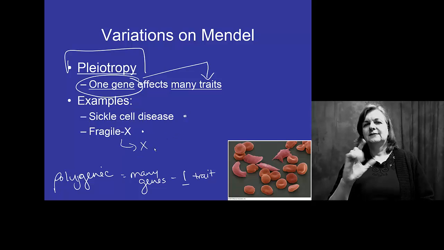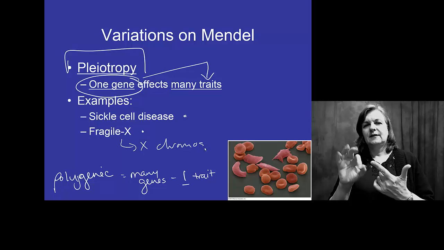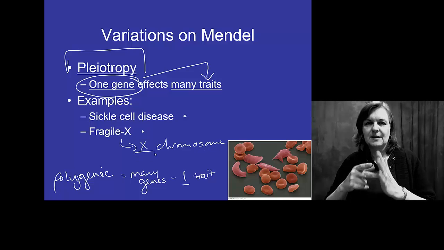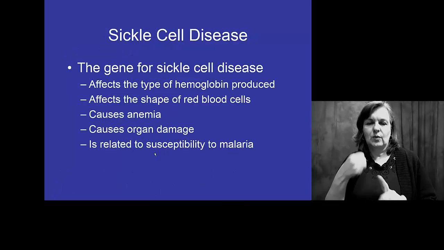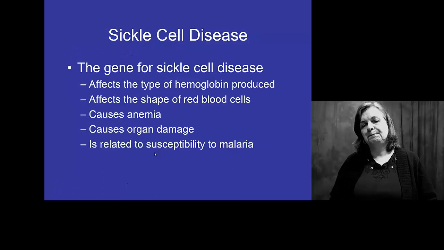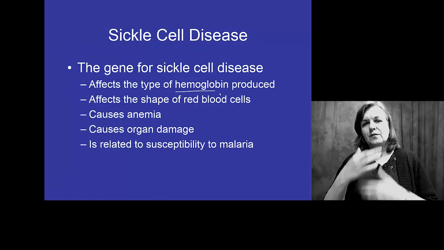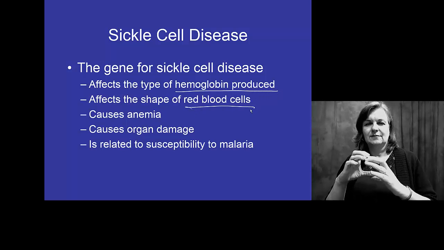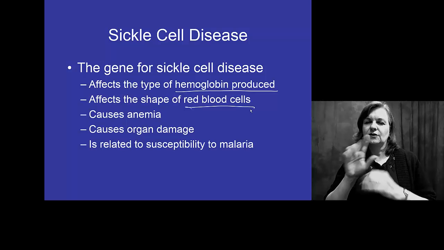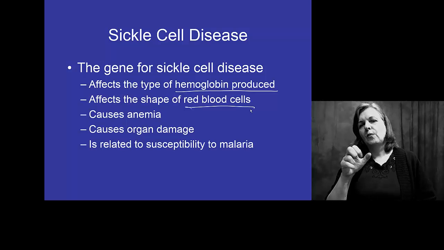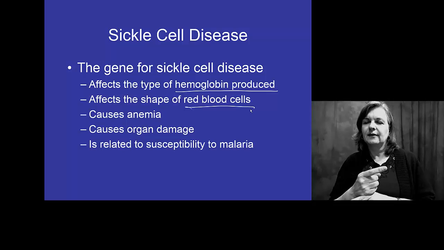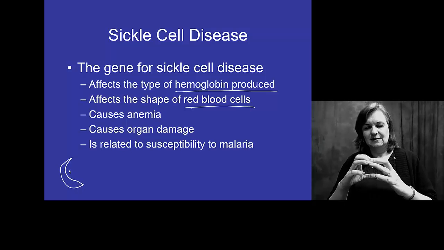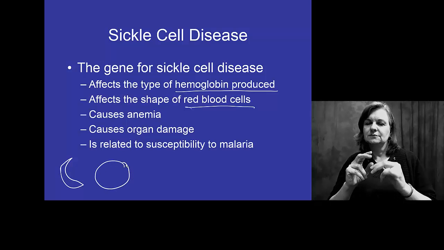Fragile X is associated with the X chromosome. This does not mean that it only affects women. It will affect women and men. So for sickle cell, though, we actually look at the type of hemoglobin that's made in your red blood cells. And so with sickle cell anemia, we look at the buildup of the sickle cells, or the different red blood cell shape. They're kind of shaped like this instead of nice and round.